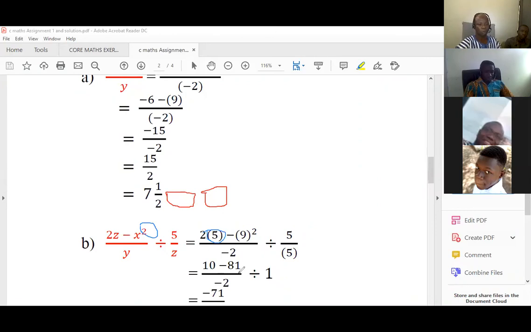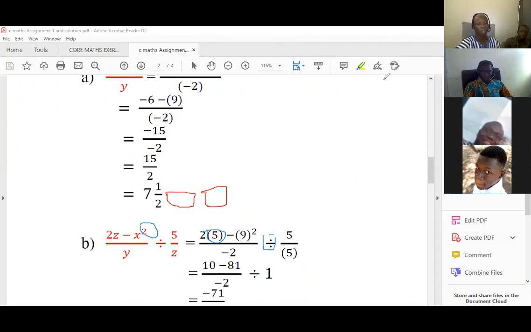81. So if you solve this whole expression, it gives you 10 minus 81 divided by the negative 2. Now, when you come to this side, we have the division sign here, and so we have 5 divided by z. You know your z is also 5. So this 5 over the 5 here, which is the z, will now cancel out to give you 1. So we know that every number divided by 1 gives you the same number.